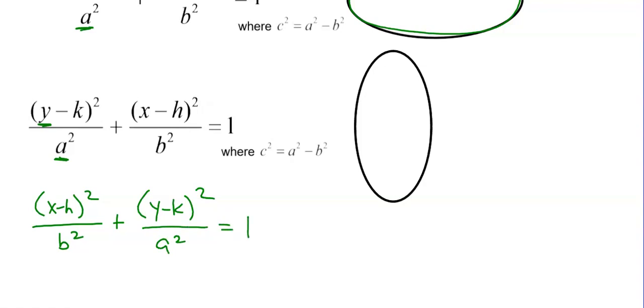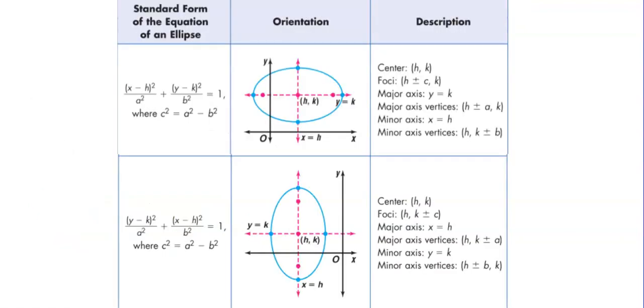Okay, and in the problems, you're usually not going to have A and B. You're going to have numbers. So just look for wherever the bigger one is. If the bigger one is with the X, it's horizontal. If the bigger number is with the Y, it's going to be a vertical ellipse.